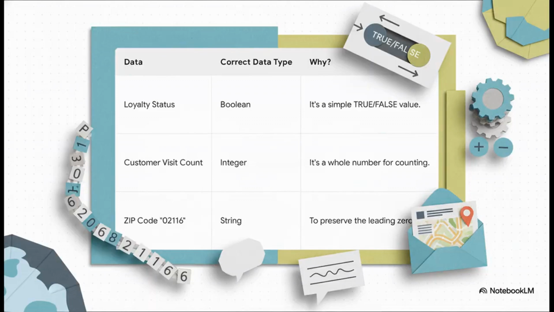Why? Well, just look at that example, 02116. If you stored that as an integer, that leading 0 would just vanish. Poof, gone. Plus, you are never, ever going to do math with zip codes, right? You're not going to multiply 2 of them. A string preserves the format perfectly. Same logic applies to the other examples. A customer visit count is a whole number you count with, so it's an integer.